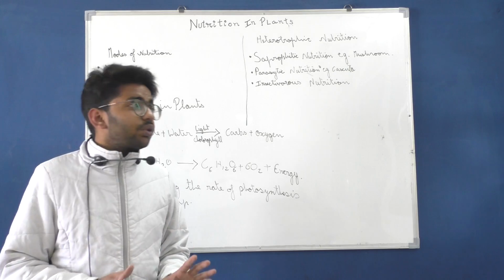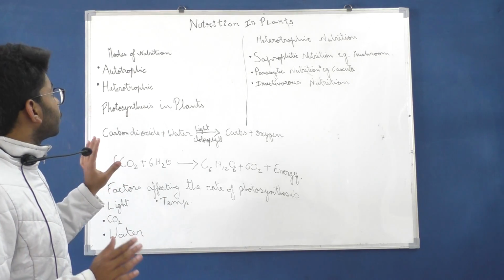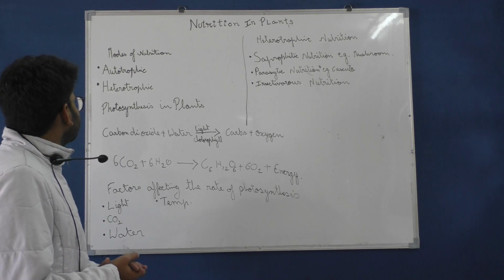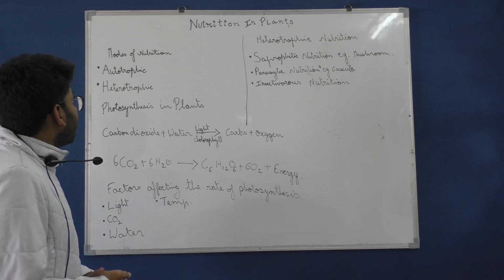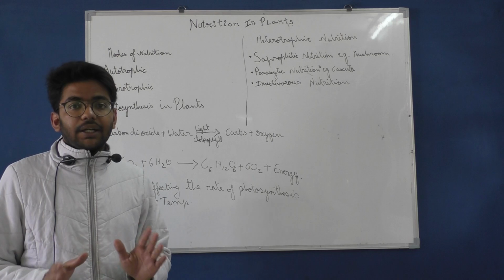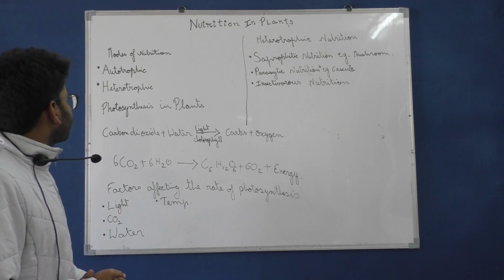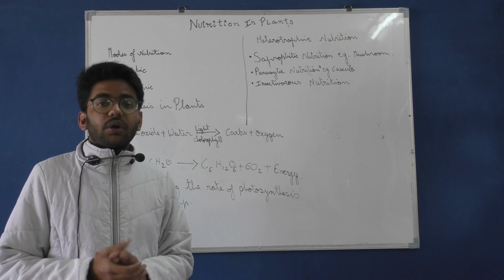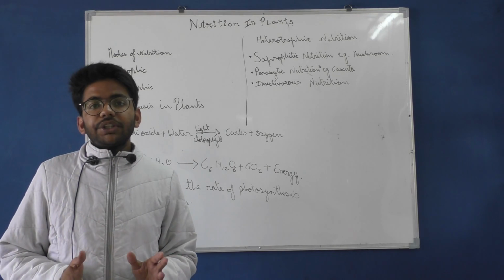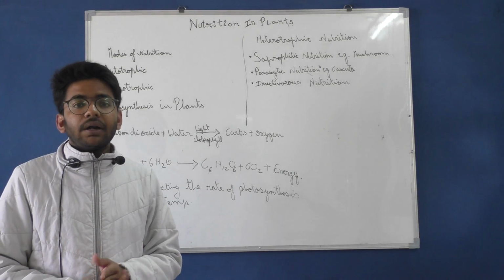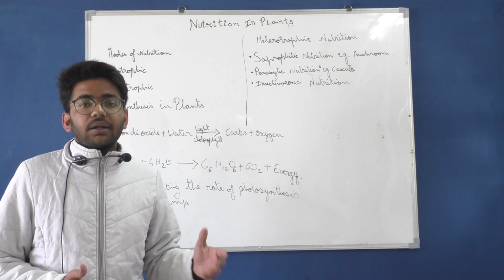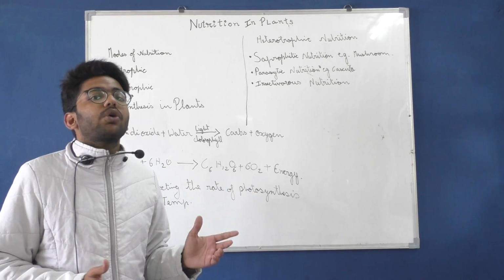Now there are two modes of nutrition in plants. The first mode is autotrophic nutrition and the second mode is heterotrophic nutrition. We are going to discuss autotrophic and heterotrophic further in depth. But first of all, in autotrophic nutrition, what does that mean? Autotrophic nutrition means that any plant which produces its own energy by making its own food is known as autotrophic.